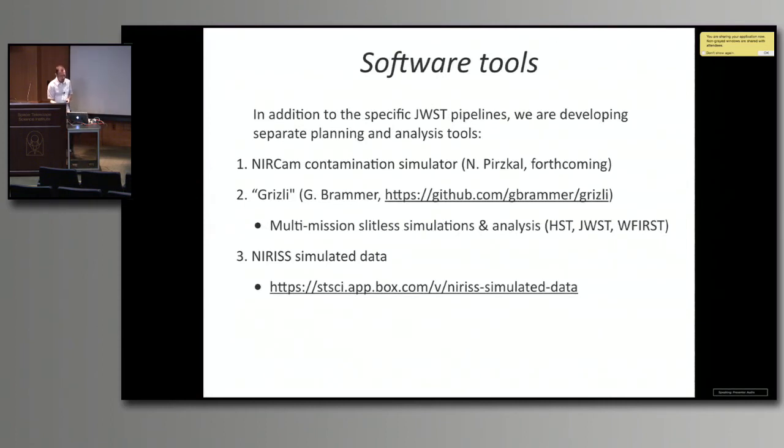And so I also want to mention that in addition to the specific JWST analysis pipelines that are taking the raw images from the telescope and producing science products, we at the Institute are developing additional planning and analysis tools to help people prepare for observations and also analyze them. The first is, I wanted to mention, this NIRCam Contamination Simulator. So I showed earlier in the case of GN-z11 how hard it was, even in the case of a blank field, to pick an orientation where there's relatively little contamination of that single target galaxy.